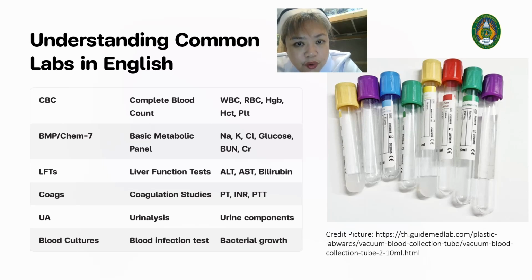We also need to know the English name and abbreviation for common lab tests. Here are some you will frequently hear or read. CBC for blood count, okay? BMP for electrolyte and kidney function, but sometimes they use chemistry. LFTs for liver function test. COAG for clotting. UA for urine analysis, and blood culture, which is like hemoculture.